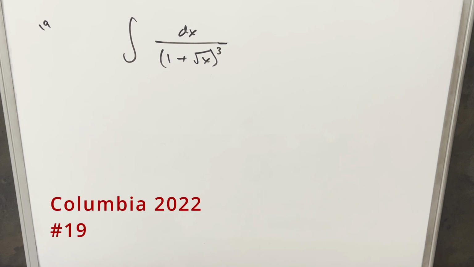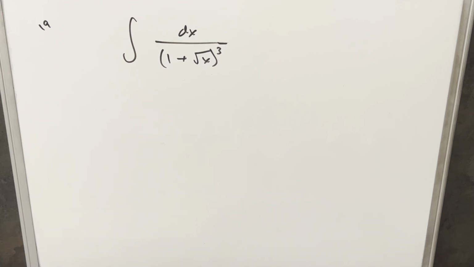Hey, we have here today another integral from the Columbia Integration Bee 2022. This one's problem 19. We have the integral of 1 over (1 plus square root of x) all cubed dx.